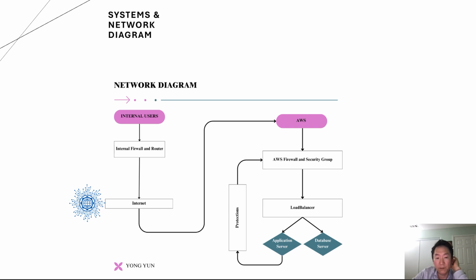Of course, we need the internal firewalls and routers, and then it goes to the internet, and then you go to the AWS. AWS has protection of firewalls and security groups. You can set certain IPs not to be able to access, or certain IPs to have full access. Those are the things that you can do. And then after security groups, it goes to load balancers, and the load balancer handles the application server and database server that manage all EC2 instances, and then it is protected by the AWS firewall and security groups.